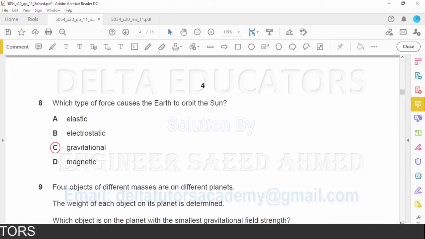Question number 8. Which type of force causes the earth to orbit the sun? Option A elastic, option B electrostatic, option C gravitational, option D magnetic. According to Newton's law of gravitation, all the objects in our universe are attracting each other. So earth and sun are attracting each other, and this force with which they are attracting each other is called gravitational force, and gravitational force is given in option C. So correct option is option C.